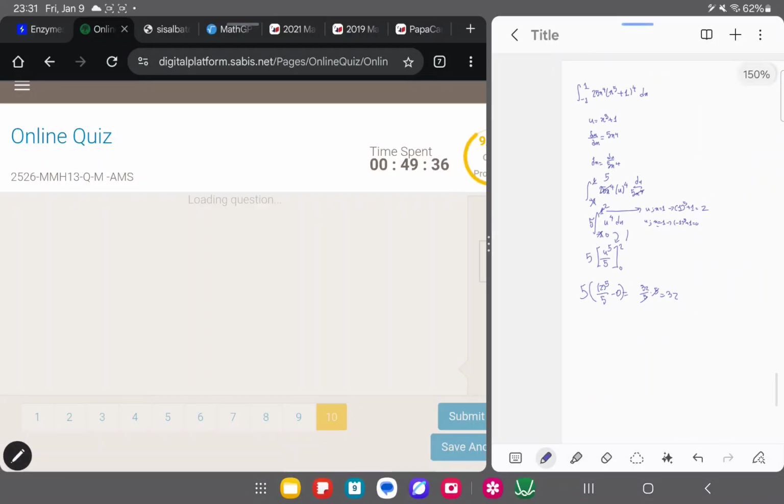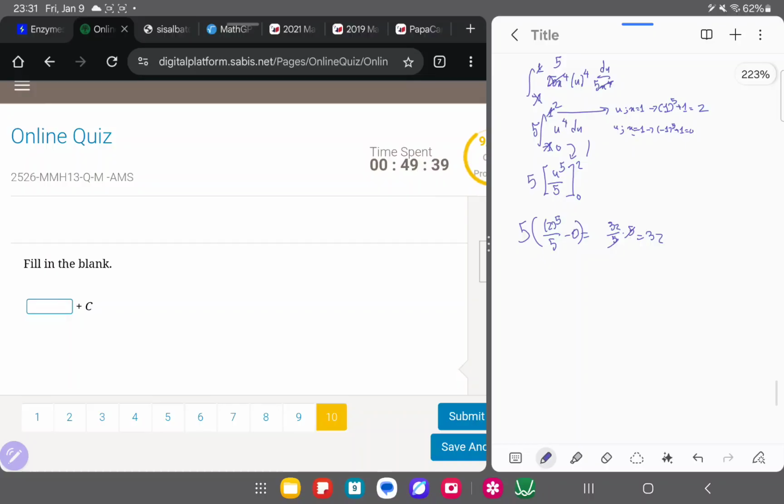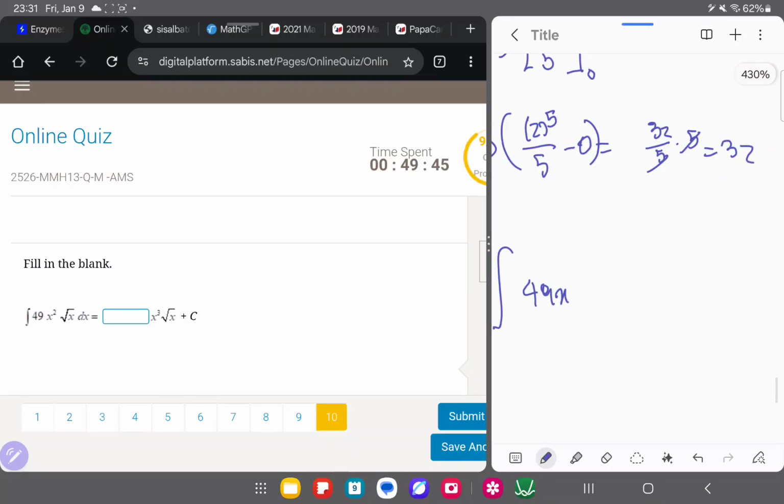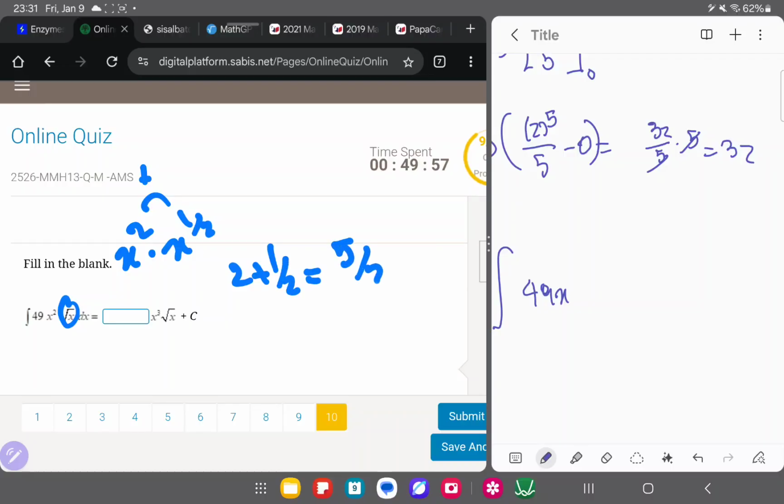And then final question. Simple integral. We'll first write it so that x is in just one power. Square root of x is just x to the power of half. So it's like x squared times x to the half. And when it's multiplied, you just add the exponents. You get 2 plus half, which is equal to 5 over 2.